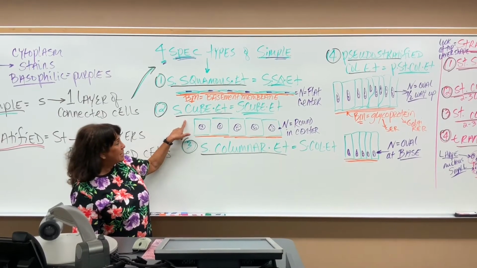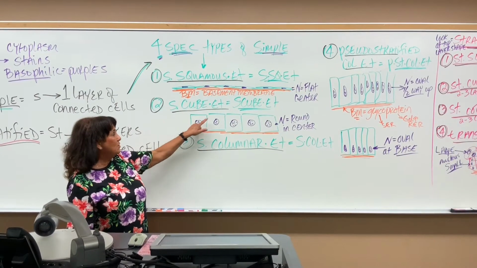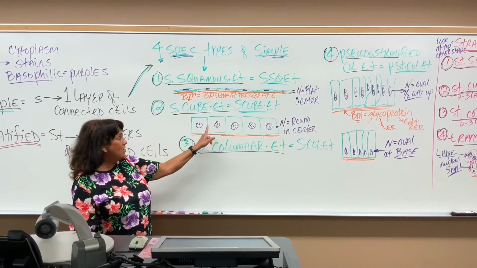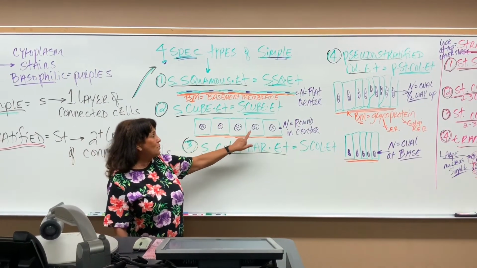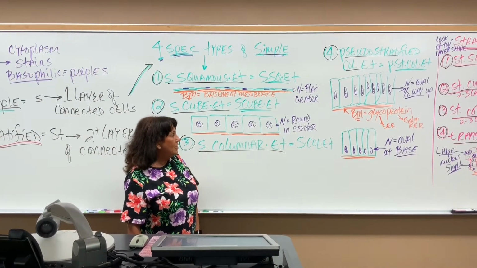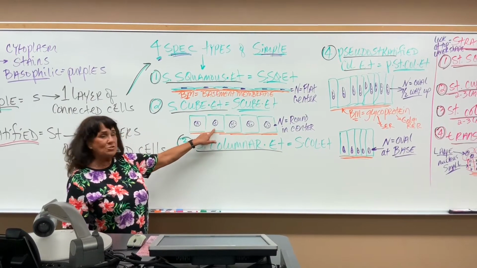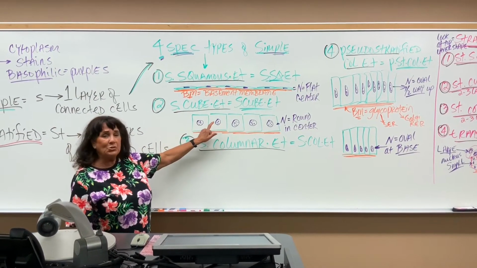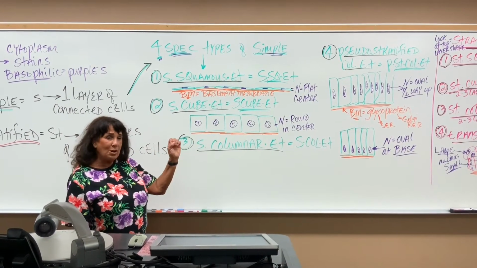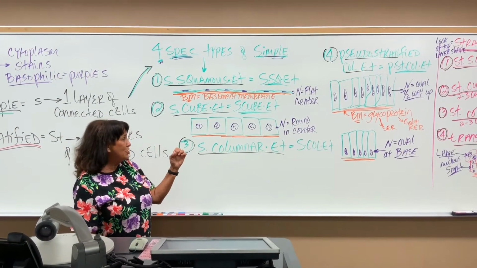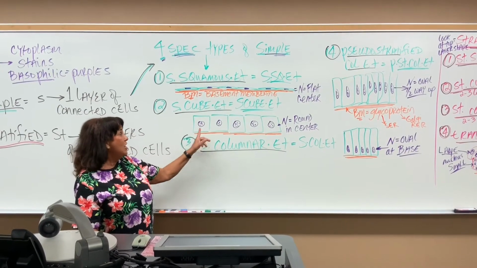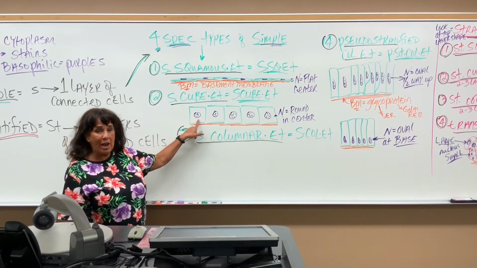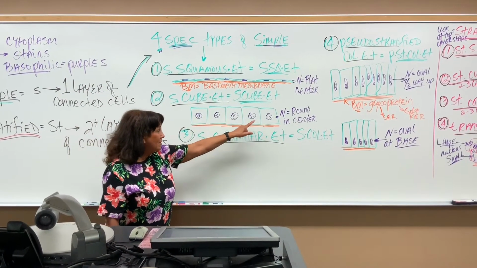Simple cuboidal ET is like a bracelet. They're nice cube, little square cells, and they have a nice round nucleus right in the middle. It never squashes down, that nucleus, no matter how much pressure you put on it. It's sort of like those bouncy balls, those hard balls you get out of a gumball machine, that you hit and it goes everywhere. And that nucleus always is round and small, dead center in the cells.